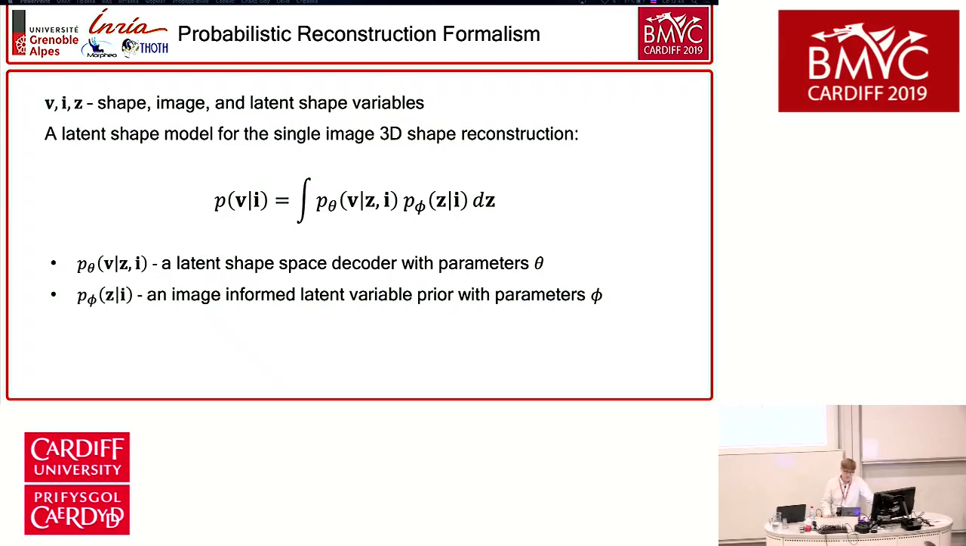So we assume that there exists a low-dimensional latent representation of this shape space, which we can use to define our probabilistic model. This probabilistic model consists of two parts. First is the image-conditioned latent variable prior, and the second is the latent variable decoder, which obtains the final reconstructions. Note that this model is independent of the outputs and inputs, and it could be used with other representations as well.